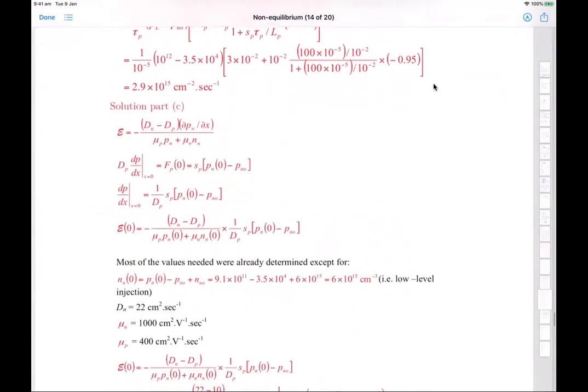So that's it for non-equilibrium situations in a semiconductor. We looked at semiconductors in equilibrium, we looked at a semiconductor in non-equilibrium, and next we're going to look at a p-n junction, one of the fundamental building blocks of semiconductor devices. So that is it for today's lecture.